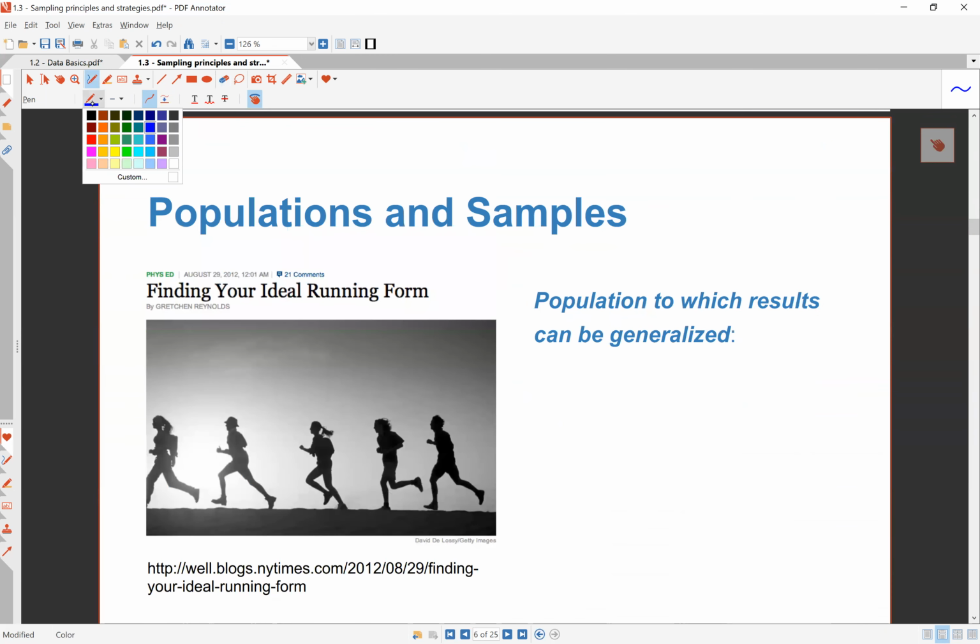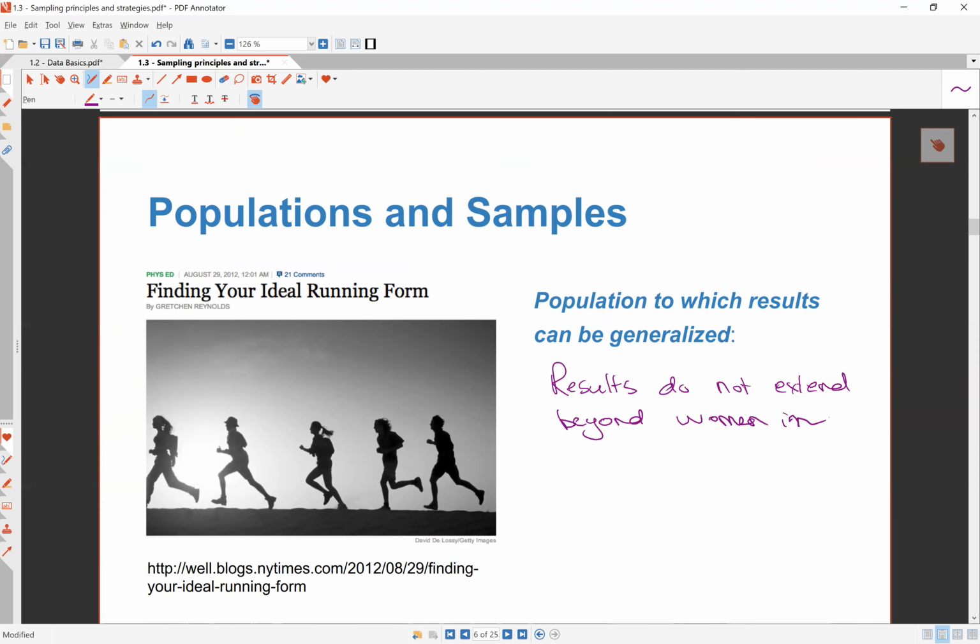So in this case, when we talk about the generalizability of the study, the results do not extend beyond women in their 20s and 30s who are healthy. So having a sample that's not fully representative of your target population can be okay. You just need to understand the limitations then.